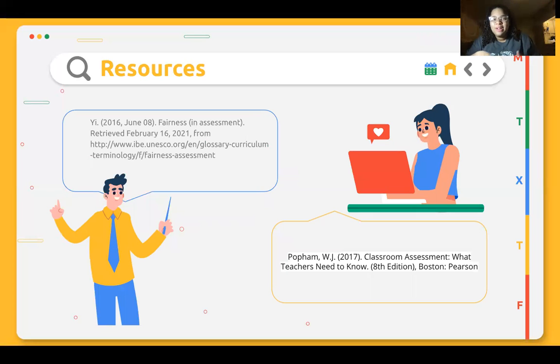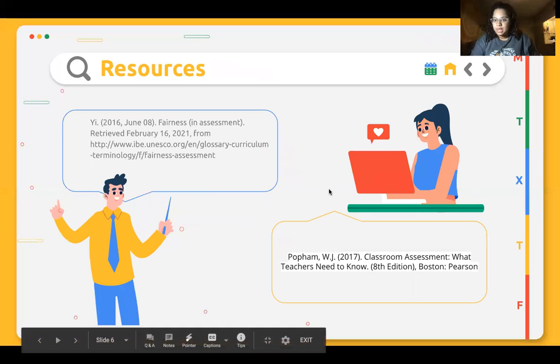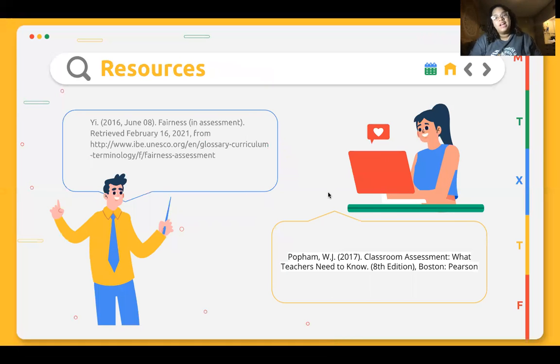So now for my resources, of course, I used Pop'em at the beginning of the presentation, and then I also used the International Bureau of Education.